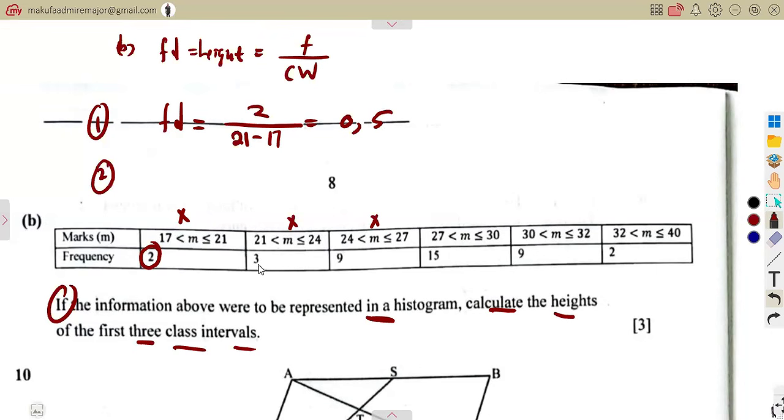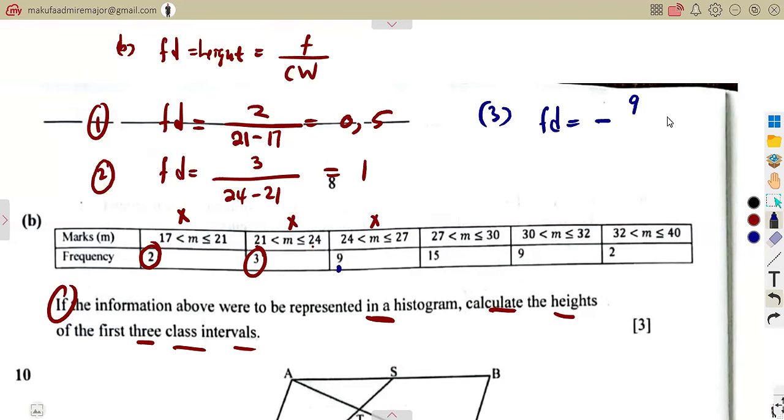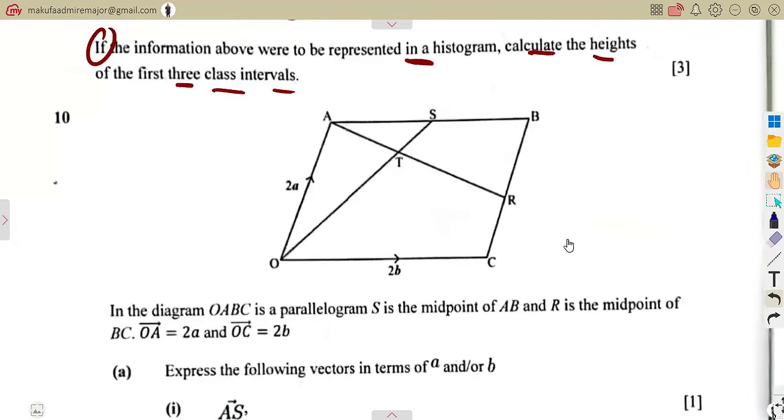The second one, the frequency density is frequency 3 over the class width 24 minus 21. So that's 24 minus 21, which is 3. So 3 over 3 is 1, and so on. For the third class, you do the same thing. The frequency density is going to be the frequency of 9 over the class width 27 minus 24. So that is a difference of 3. 9 divided by 3 is 3. So they wanted the frequency densities for the first classes, but instead they asked for these as the heights, which is the same thing.